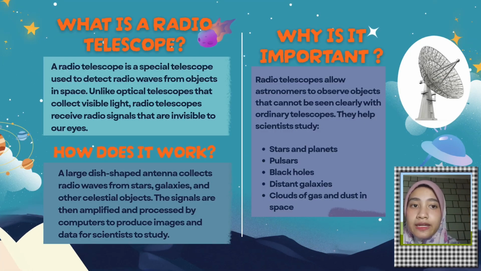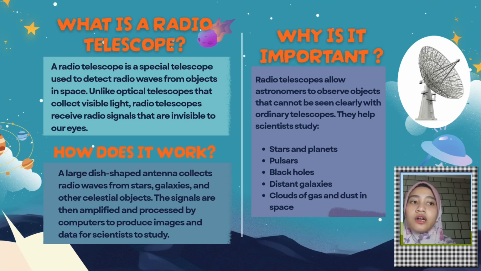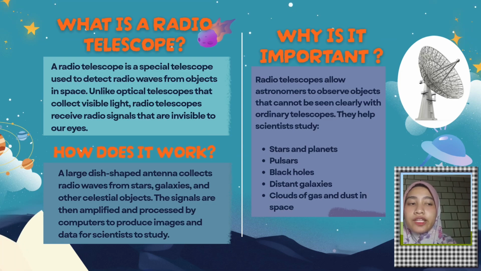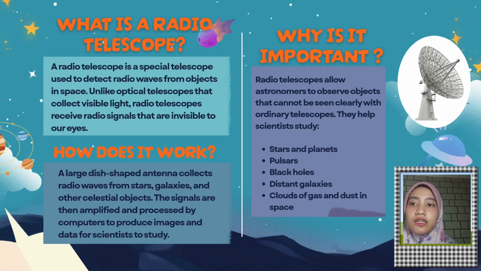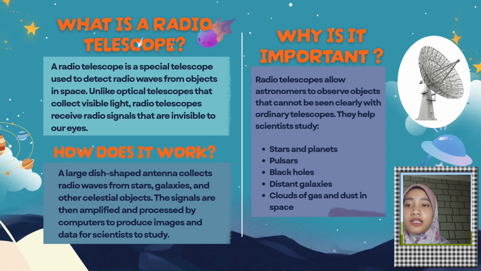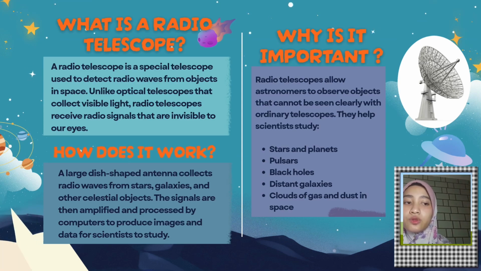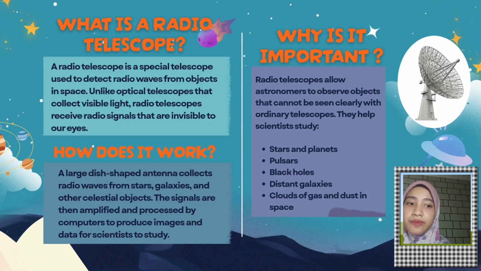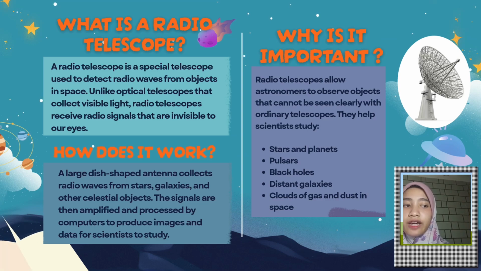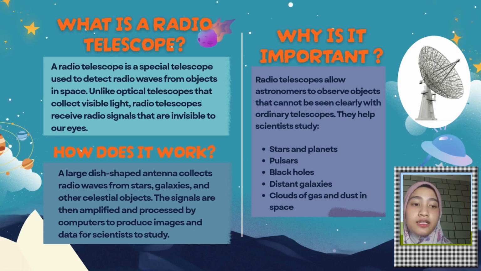Today, I will explain about radio telescopes and radio astronomy. A radio telescope is a type of telescope that detects radio waves coming from space. Unlike optical telescopes that use visible light, radio telescopes collect radio signals that cannot be seen by the human eye. The telescope uses a large dish-shaped antenna to gather radio waves from stars, planets, galaxies, and other objects in space. These signals are amplified and processed by computers to create images and scientific data.